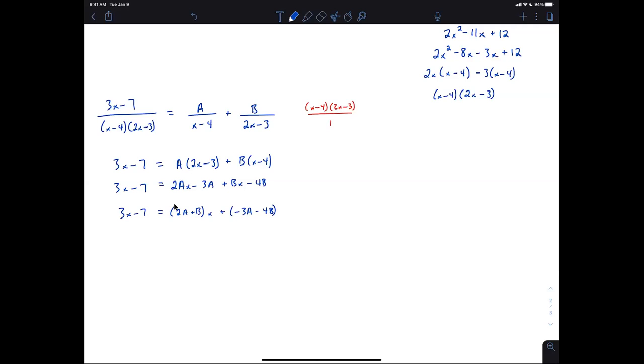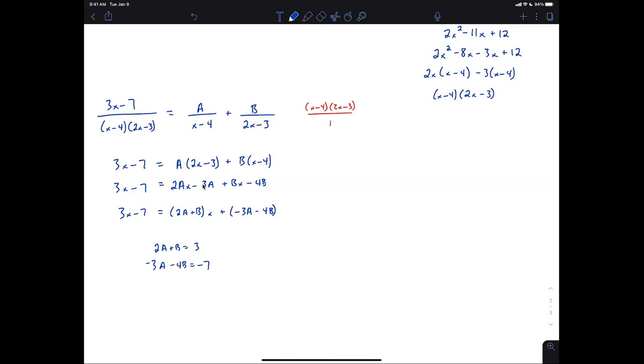Okay, now we're going to write a bunch of equations based on this. So the polynomial on the left is 3x minus 7. That means this has to be 3x minus 7. So that means 2a plus b has to equal 3. And then negative 3a minus 4b, because we put plus here, that has to be negative 7. Does everybody follow that? Good.